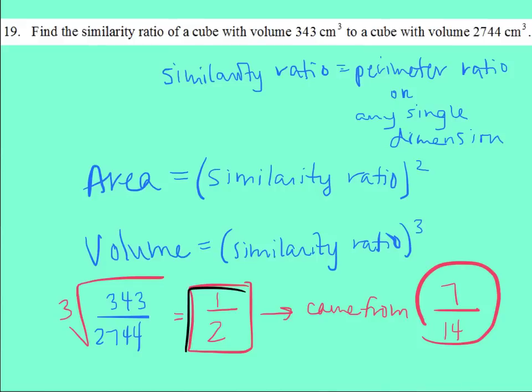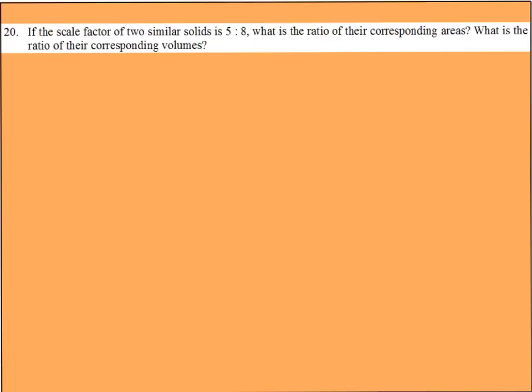So this is going back to what I just had on the last slide. If the scale factor of two similar solids is 5 to 8, or we can write that as the fraction 5 over 8, what is the ratio of their corresponding areas, and what is the ratio of their corresponding volumes? So this is my scale factor. If I want area, square it. If I want volume, cube it.